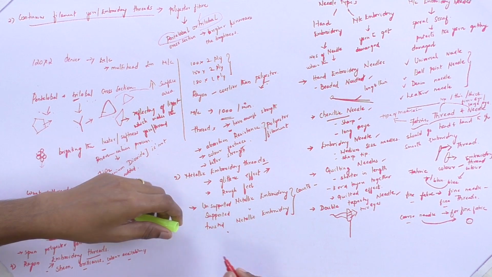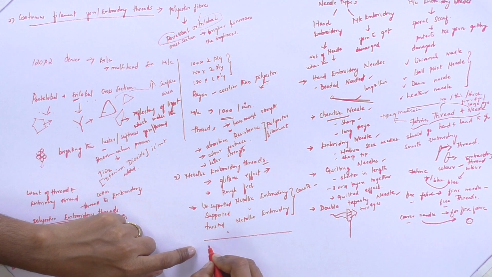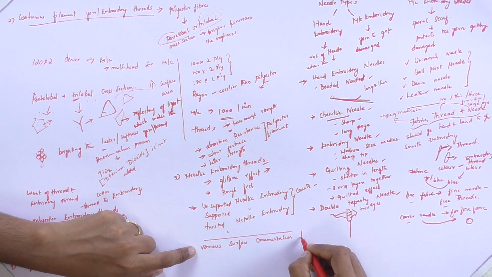And we are left with one more topic called various surface ornamentation techniques. It is not that only hand embroidery or machine embroidery are considered embellishment techniques. We have many more surface embellishment techniques other than hand and machine embroidery that we are going to see in the next class. Thank you.